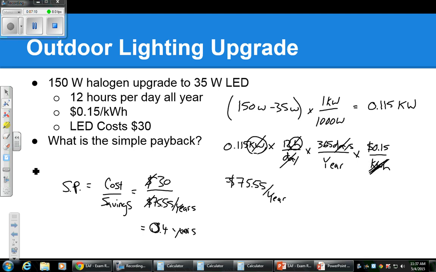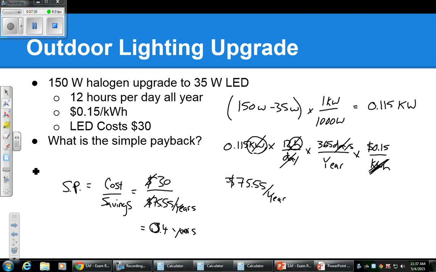Which is the main reason residential outdoor lighting that has a high duty cycle is almost a no-brainer when upgrading to LEDs.